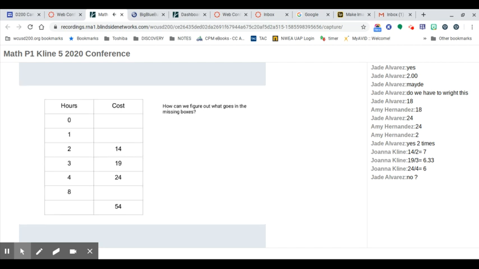Alright, so now we need to fill in the missing boxes. Over here, we know these all go up by 1. Ooh, this one's 4. 0 to 1, that's a 1. 1 to 2, that's a 1.